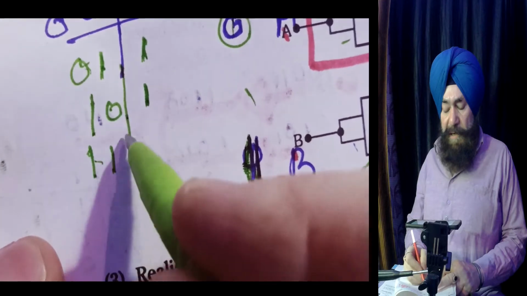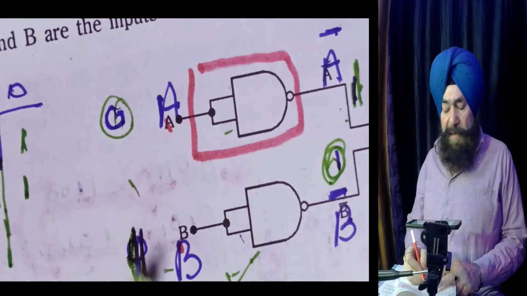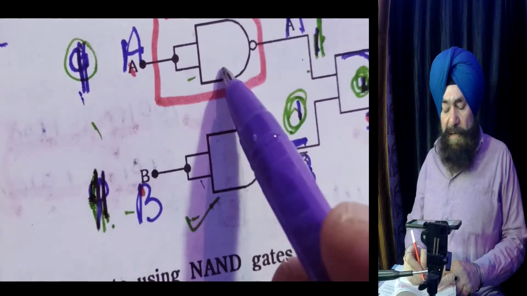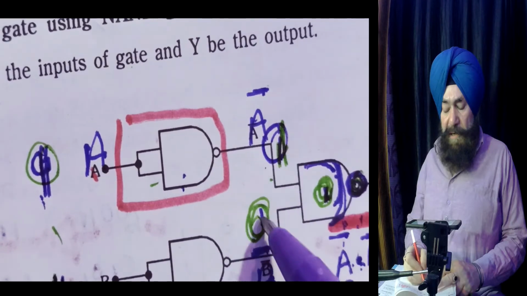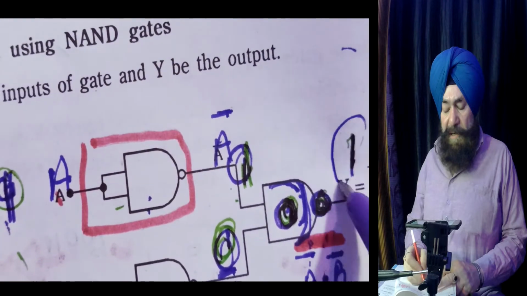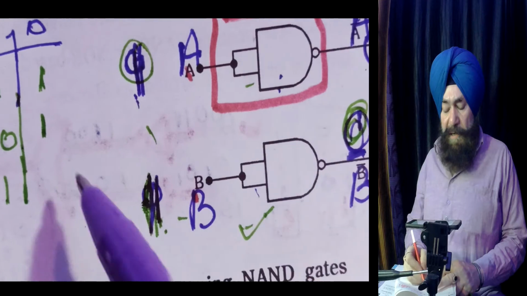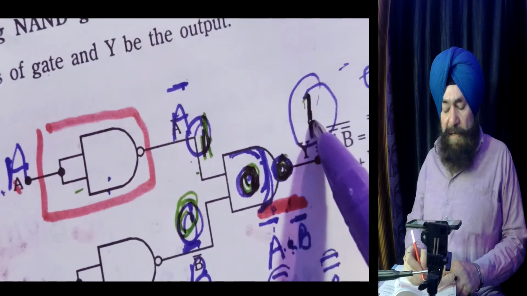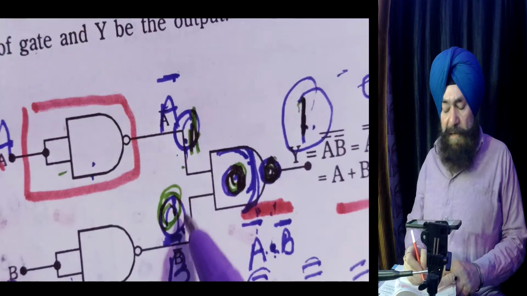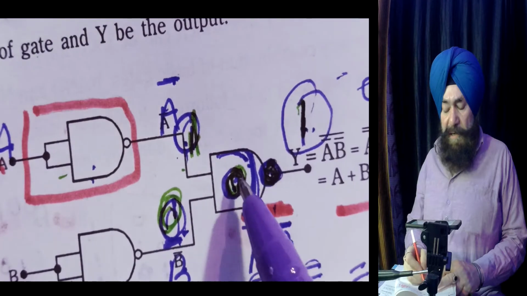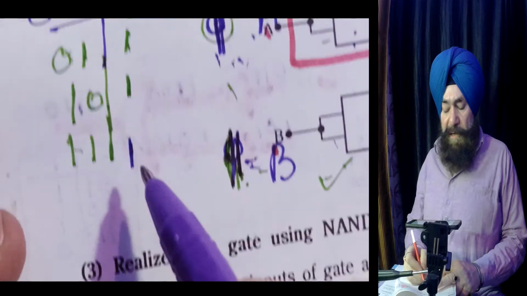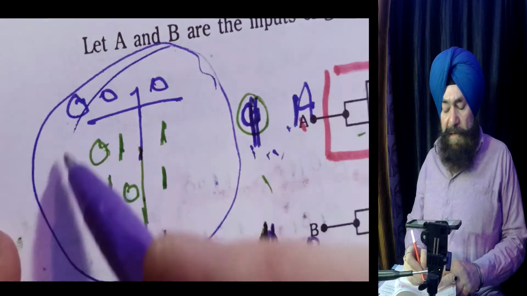I am coming to 1, 1. So if 1 is here and 1 is here, the NOT gates make it 0 and 0, AND gives 0, and this NOT turns it to 1. So that means 1, 1 goes to 1. So 1, 1 means 1. So this is the logic of the OR gate.